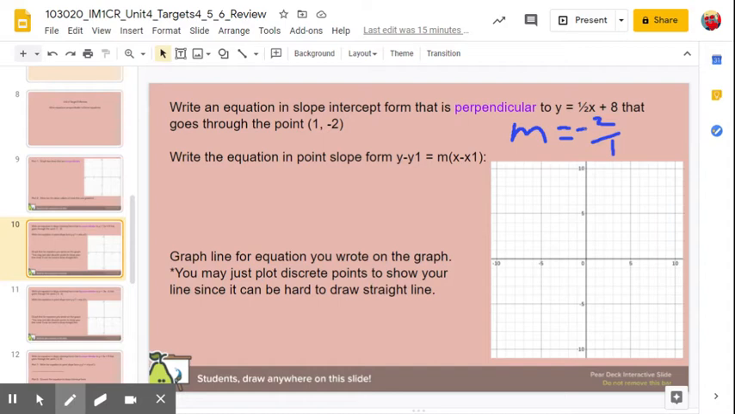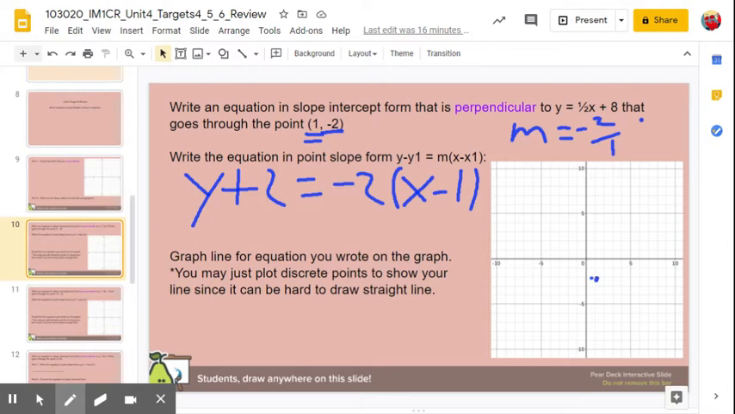So let's do it. So we're going to go y minus, my y1 is the negative 2. So y minus negative 2, I'm going to say y plus 2 equals negative 2, that's my slope, the m, times x minus my x1 there, which is 1. So this would be x minus 1. Bam, we got it. All right, so now how do you graph this line? We have the point (1, -2). So I go right 1, down 2. Bam. The line goes through that point there.